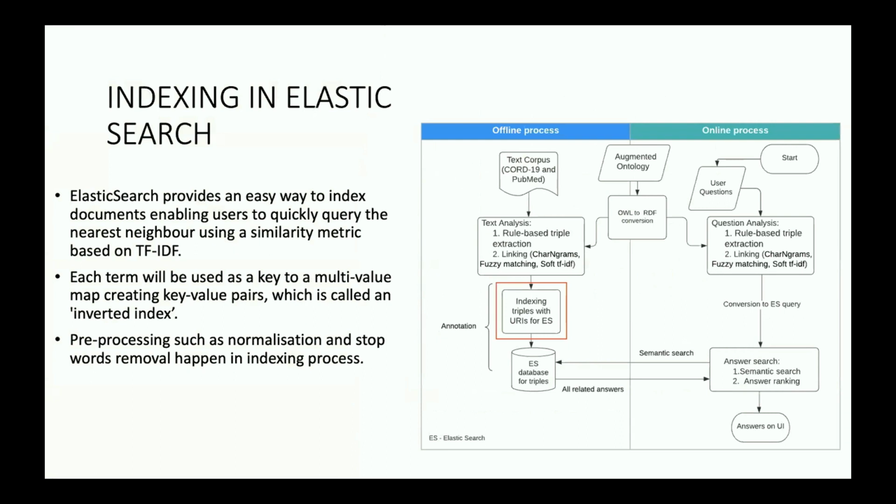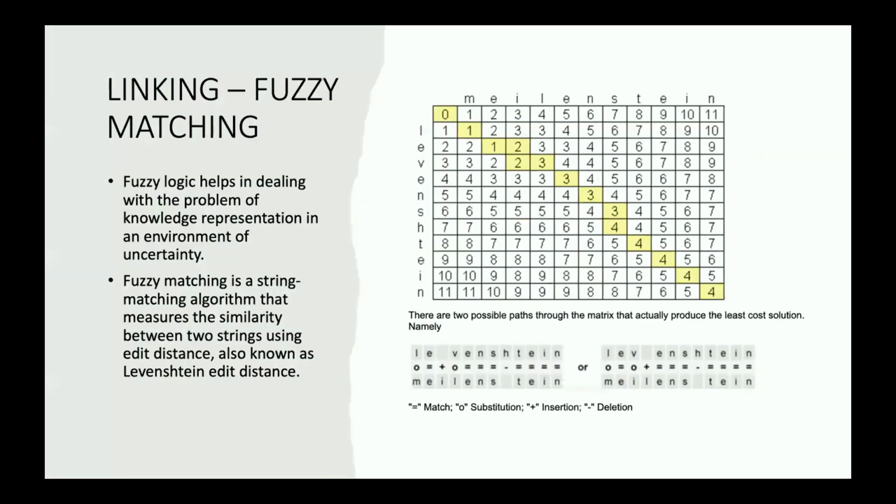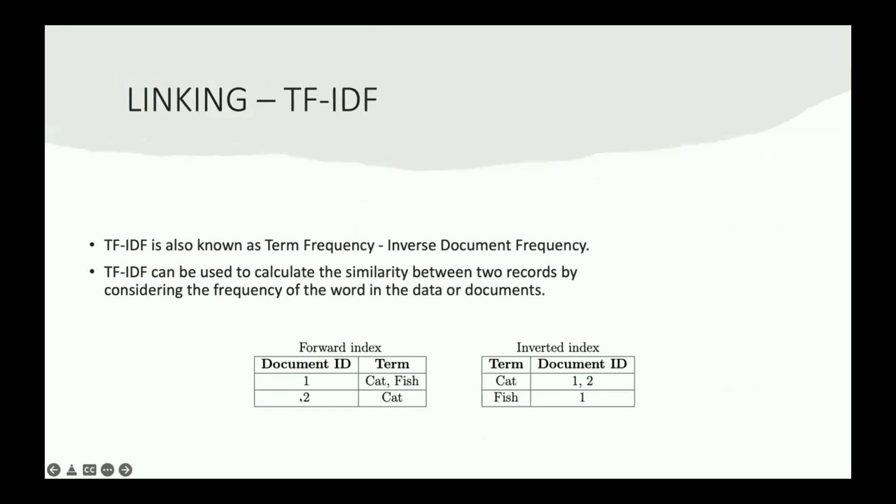And indexing in Elasticsearch. Once we have linking done and rule-based done, now we have to store the data in the Elasticsearch database. For us to store in this Elasticsearch database we need indexed triples. For that, it again uses the TF-IDF model, where it creates a key to multi-value map, creating key-value pairs, which is also known as an inverted index, as shown here. This is forward indexing and this is backward indexing.